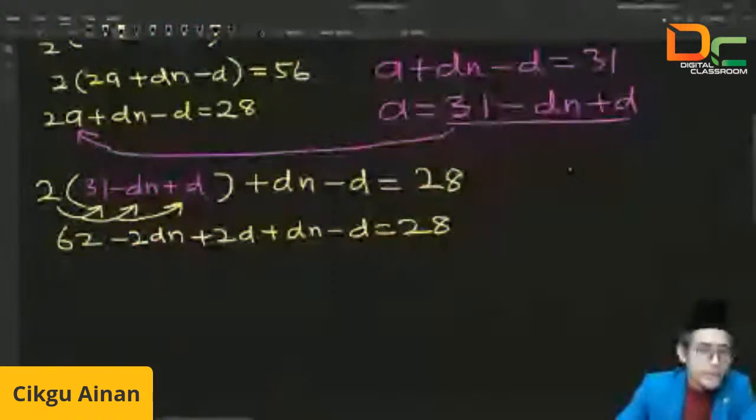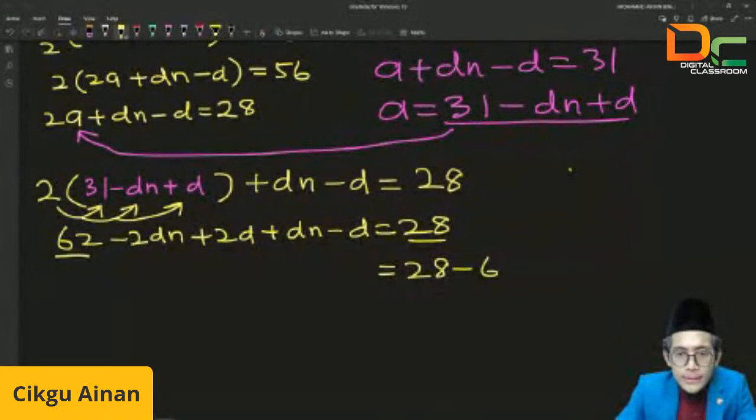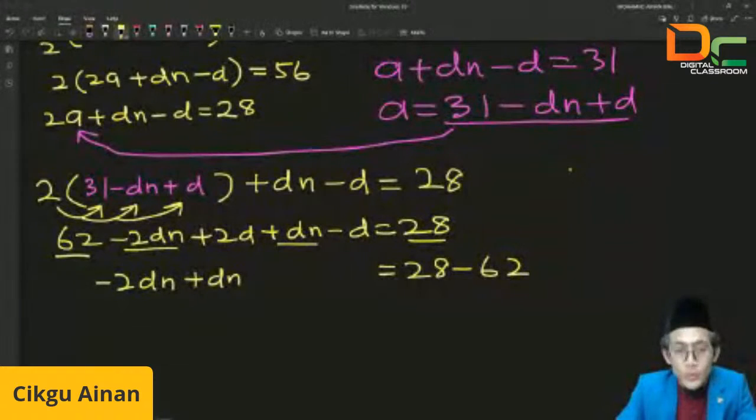Okay, let's scroll down a bit. So many numbers, it's confusing. Okay, so 62 can be brought over there. We can group the numbers together. So 28 minus 62. Okay, and then this one, minus 2dn plus dn. So minus 2dn, we group them, put them aside, so we can see what to do next. Okay, and then this one, plus 2d minus d.